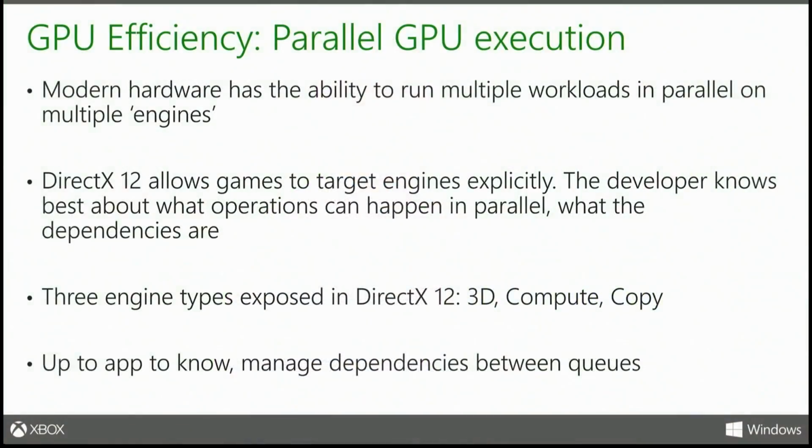The next section is parallel GPU execution. Modern GPUs have the ability to work on multiple tasks in parallel. If the app knows that I can do a 3D operation on one queue, one engine, while doing another simple task in parallel, and there's no direct dependencies between these, you can submit multiple workloads to the GPU and allow it to use its hardware in the most efficient manner.